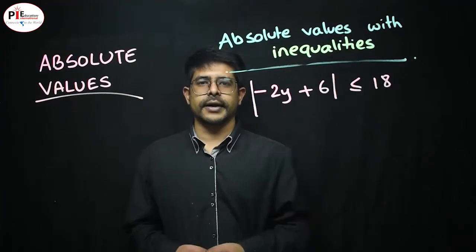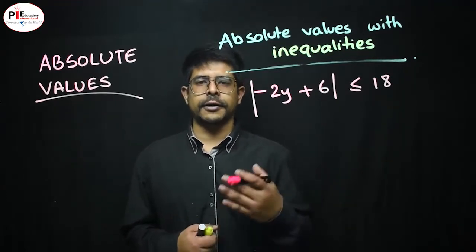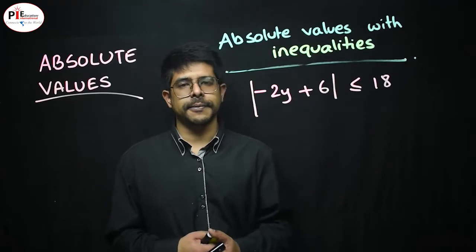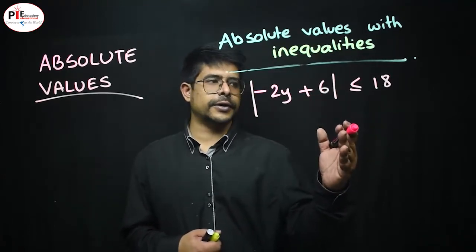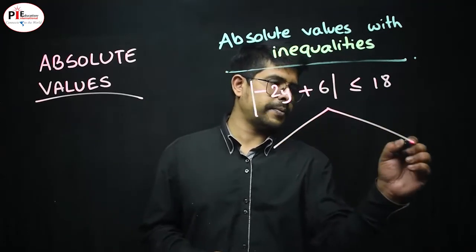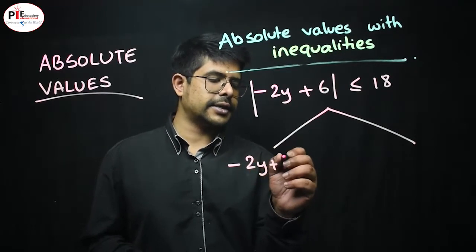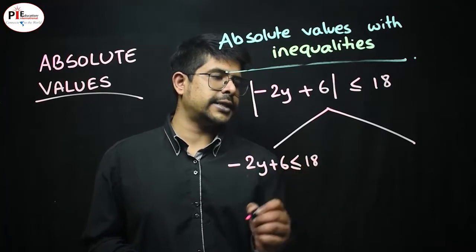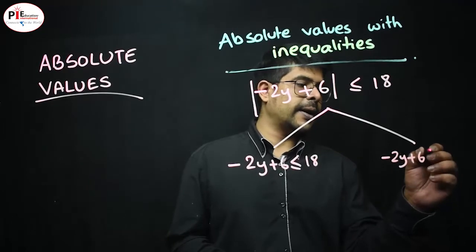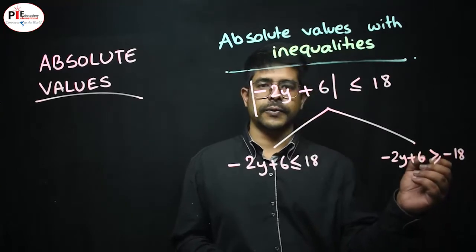Let us do one last example, and I hope it will be very helpful to give a clear idea on how to solve absolute value problems. Over here we have modulus of minus 2y plus 6 is less than or equal to 18. As usual, we're going to divide it into two parts. To take off the modulus, minus 2y plus 6 will be less than or equal to 18, and on this side minus 2y plus 6 will be greater than or equal to negative 18. Since there's a negative number, the sign will flip.